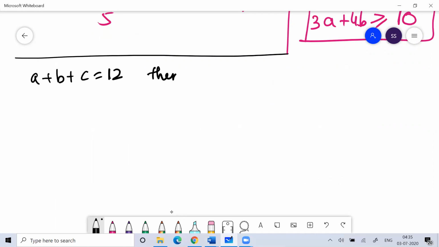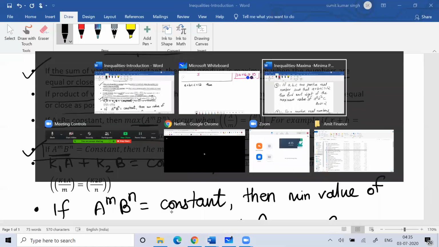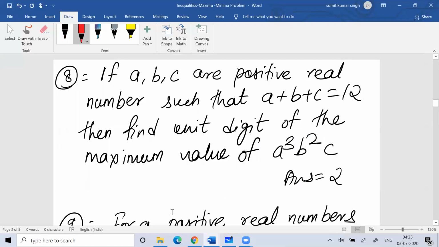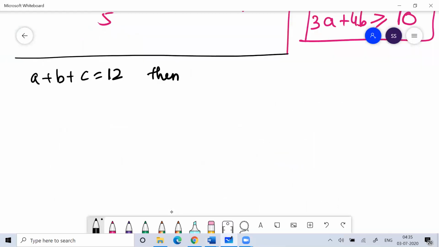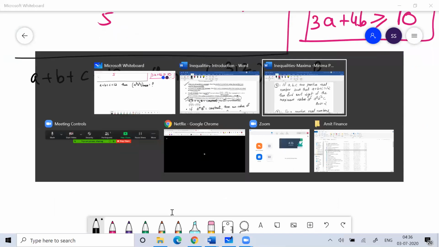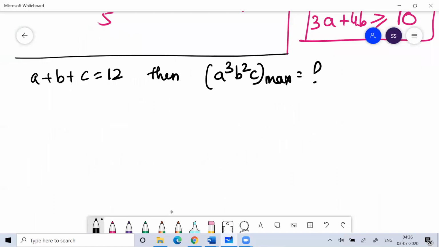If A plus B plus C is 12, then you have to find the maximum value of A cube B square C.